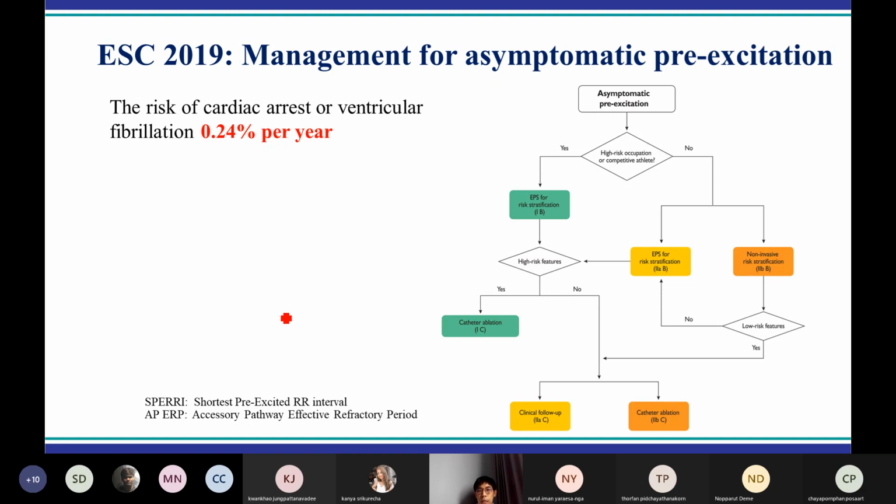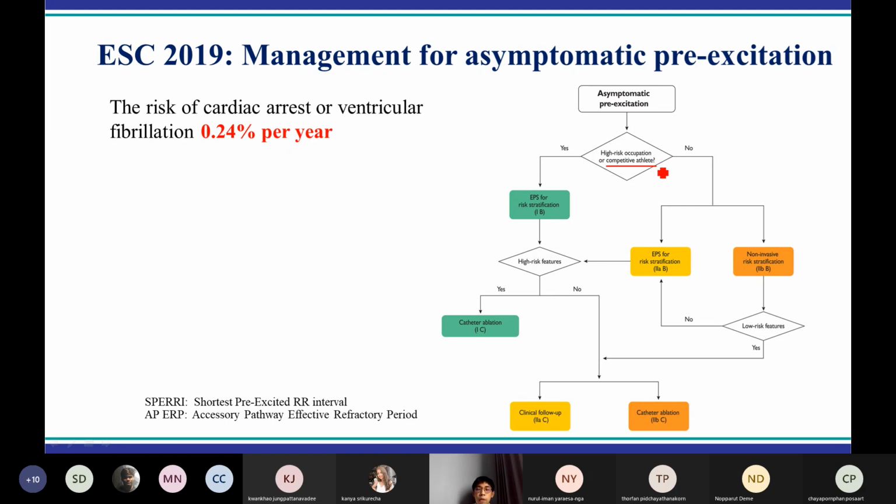There is some risk of cardiac arrest or ventricular fibrillation, around 0.24% per year, in patients with asymptomatic pre-excitation. There's a slight risk of cardiac arrest, very low, but there's still some risk. So we have to select the patients carefully to treat them. First of all, we have to see if the patient has a high-risk occupation or is a competitive athlete.